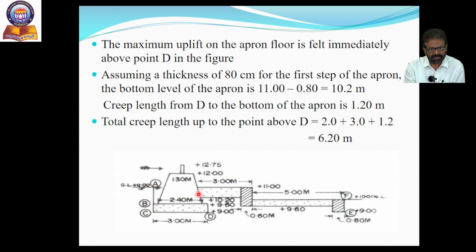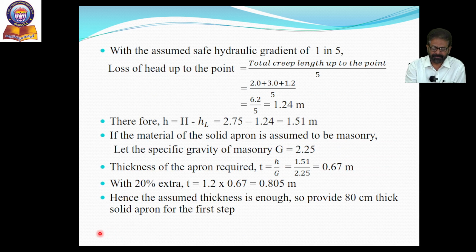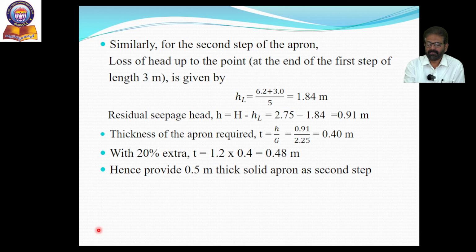So, in other words, at the end of the first step, if it is our point under consideration, we have to calculate the total creep length up to this point. Earlier, we calculated the total creep length up to point D. Now we have to add this length of 3 meters. If we add 3 more meters to the previous length, we will get the total creep length up to this point, right? So you see, this is only the change.